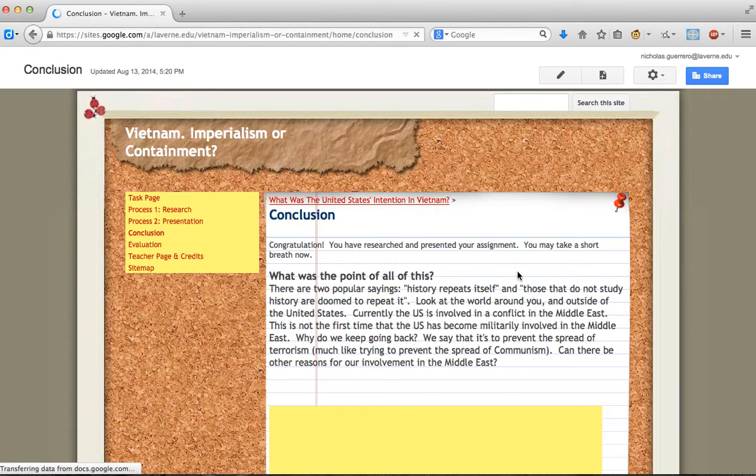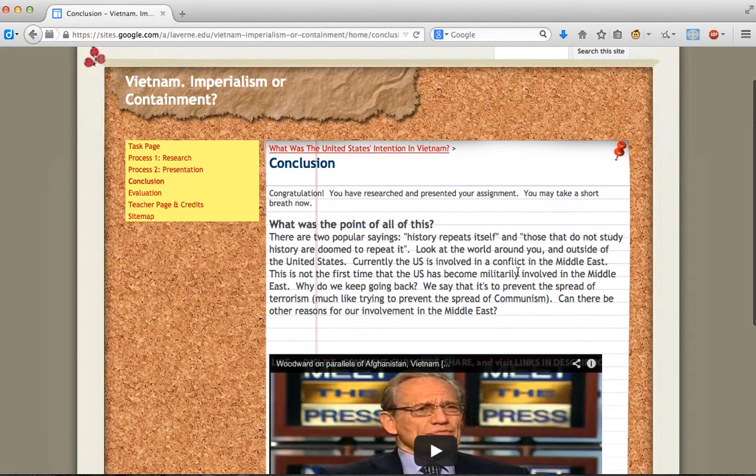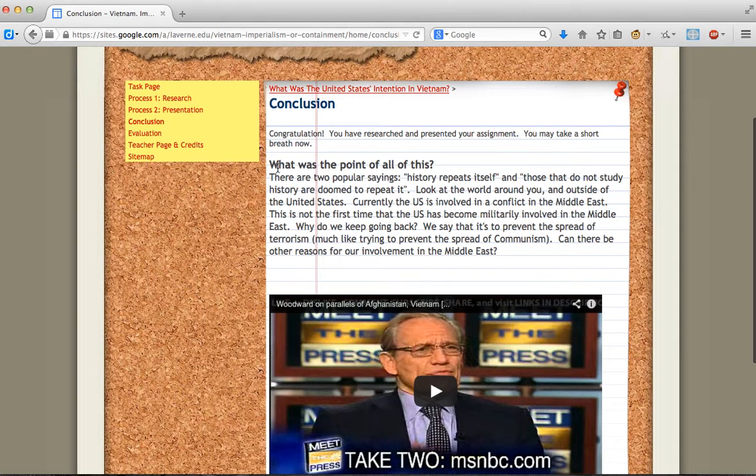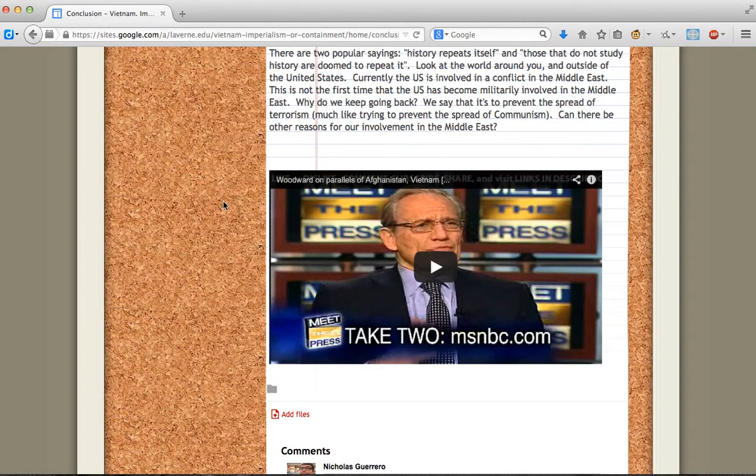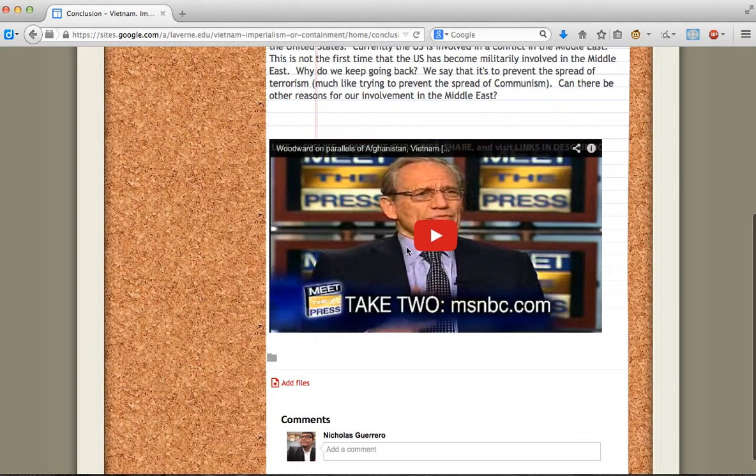This is the conclusion page right here. This goes over the whole point, this little paragraph put together. What's the point of all of this? There are two popular sayings: history repeats itself, and those that do not study history are doomed to repeat it. So look at the world around you and outside of the United States. Currently, the U.S. is involved in a conflict in the Middle East. This is not the first time the U.S. has become militarily involved in the Middle East. Why do we keep going back? We say it's to prevent the spread of terrorism, much like the spread of communism. Can there be other reasons for our involvement in the Middle East? And then I have a video of Bob Woodward paralleling Afghanistan to Vietnam.